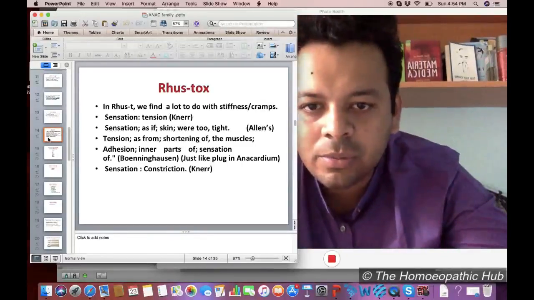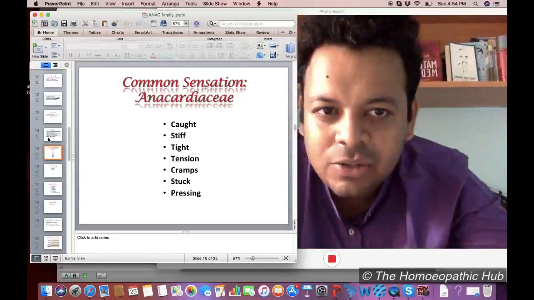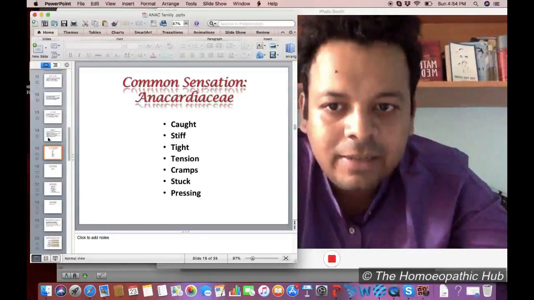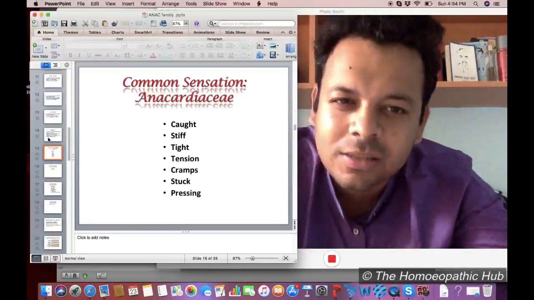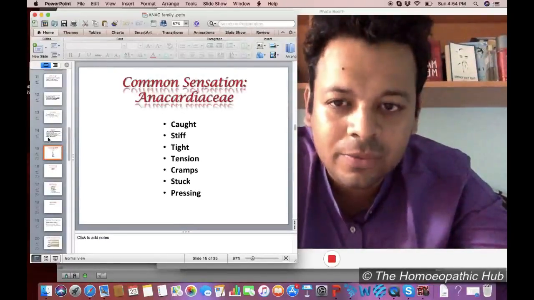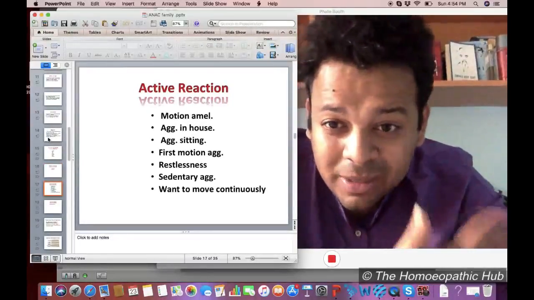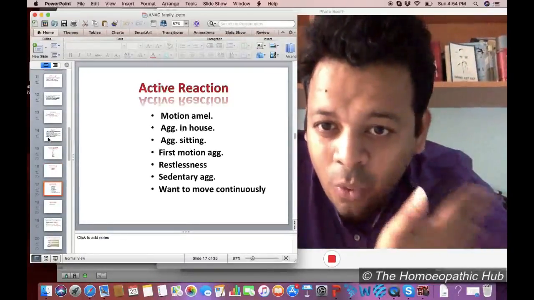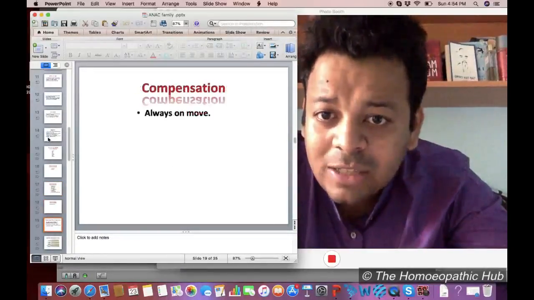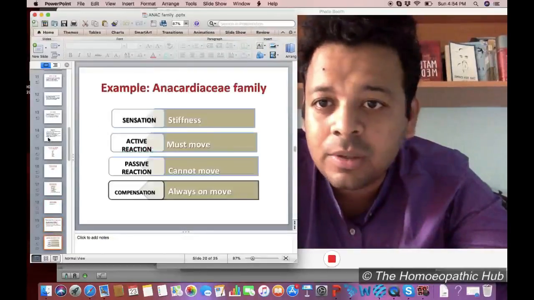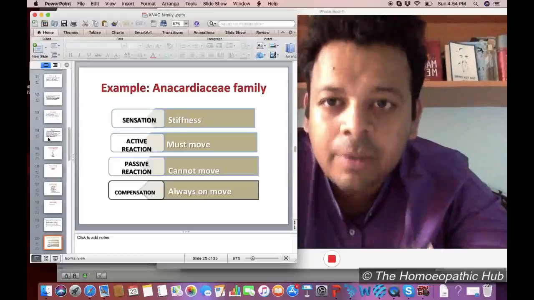And Rhus Tox, we know the main thing is tightness and stiffness. So if you study it in detail, the main genius is stiff, tight, tension, cramp, stuck. The main thing the patient says is, I feel stuck. I feel stuck, doctor. I feel stuck. And the active reaction, what makes them feel better, is getting out of the house, walking, continued motion. So that's why they will always be in motion. So the main thing is stiffness, spasm, better by movement.